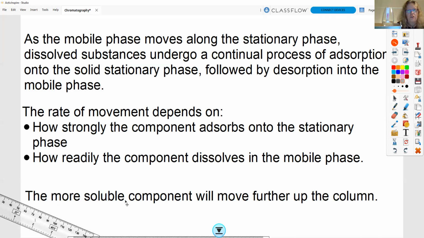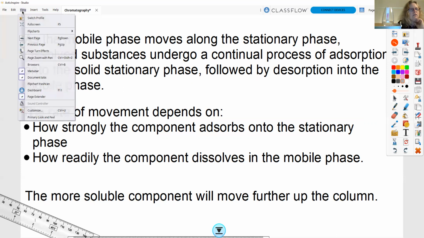And then I looked on Google and it told me that the thing that moves further up the paper is less polar. And I did some more research, and it actually depends on what your solute is and what the things that are dissolved. But in this case with water, the thing that moves further up is the more polar, that's more likely to cling to the water, it's more soluble. Next page.